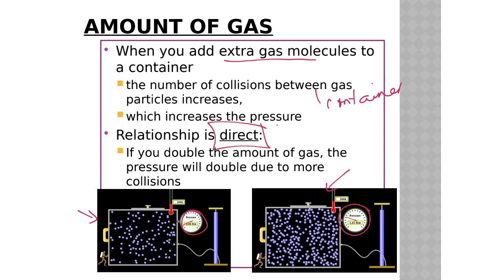This is what we call a direct relationship. So if we increase the amount of a gas, you're going to increase the pressure. And it's so direct that if you double the amount of gas, your pressure should double. If you decrease the amount by half, your pressure should decrease by half.